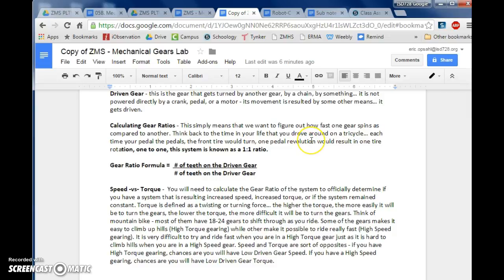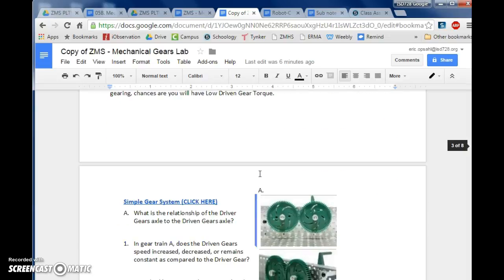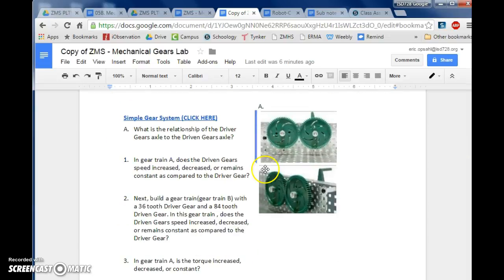Alright. So that's my challenge. So I want to go handle spins to wheel spins. In this case, driven divided by driver. So if I have a 60 by 60, it's a 1 to 1 system.